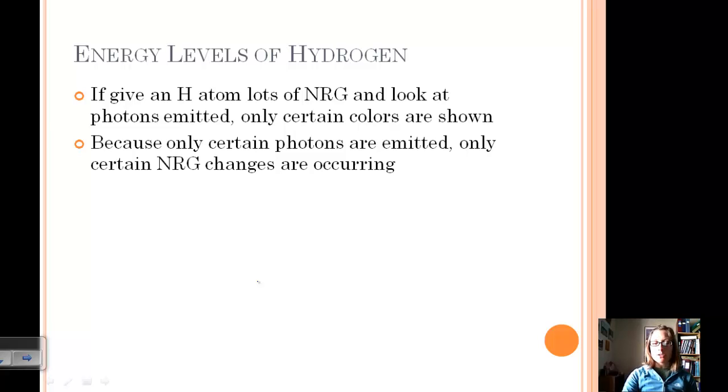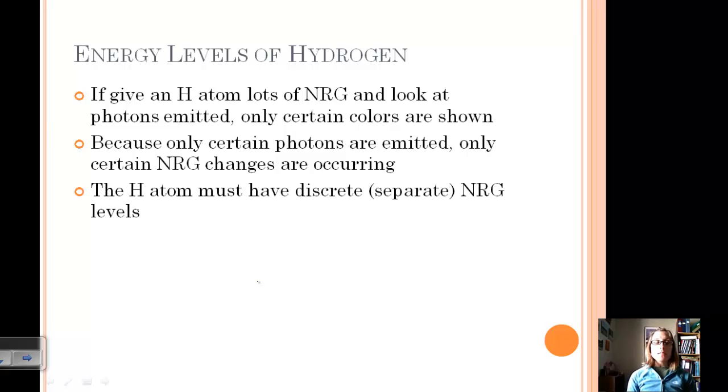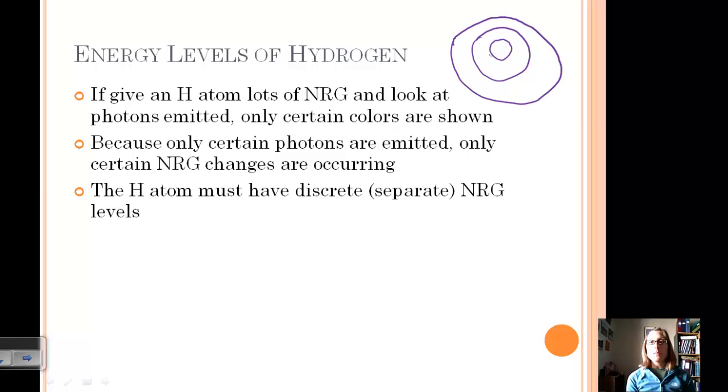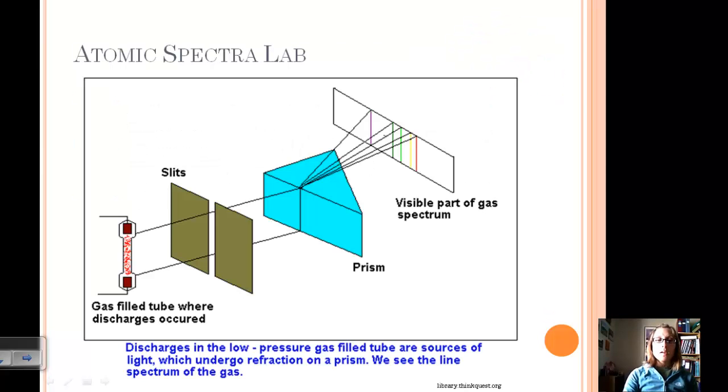Well, how are these energy changes occurring? Well, this tells us that because we're only seeing these very specific jumps, these very specific amounts of energy in the photons, that hydrogen must have discrete or separate energy levels. And that relates back to our Bohr model. Having these jumps of energy, each one requires a certain amount of energy to jump levels, and that relates to our photons. So this is what we're going to do later this week.